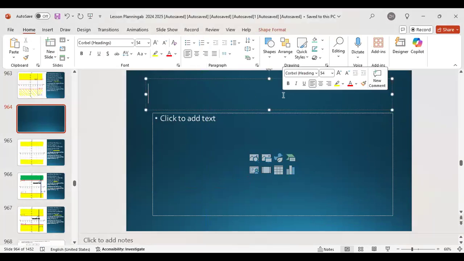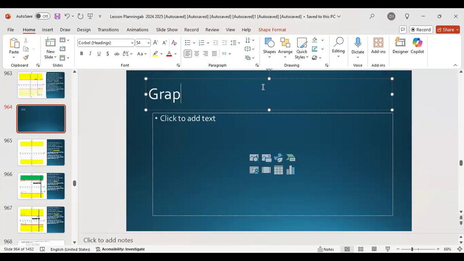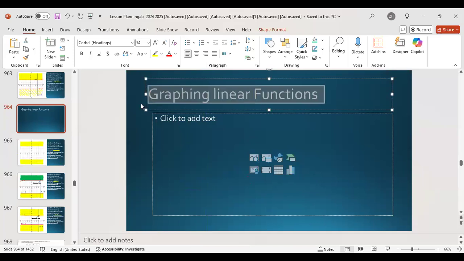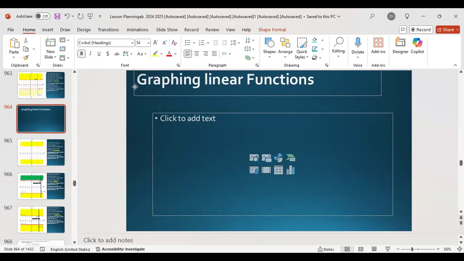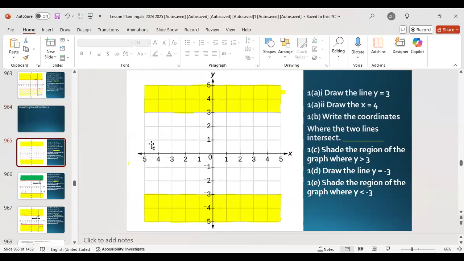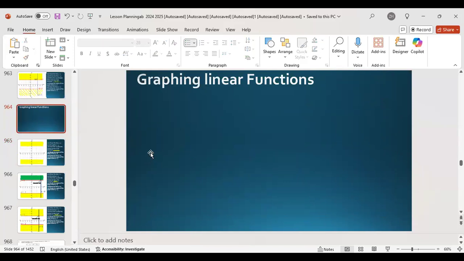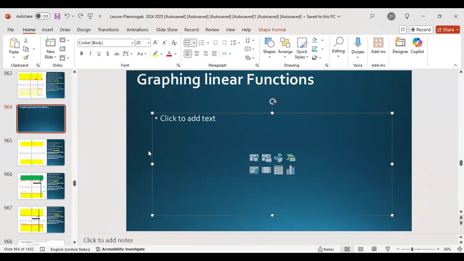So let's go ahead, graphing linear functions. Graphing linear functions. So let's go ahead and do that. We're going to keep the same graph. And I'm going to keep the same thing on the side here.